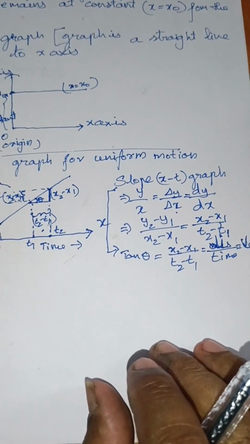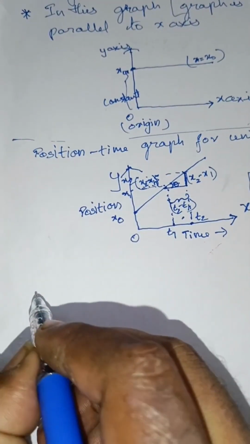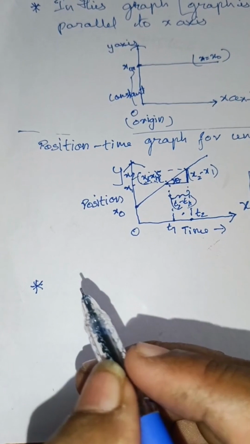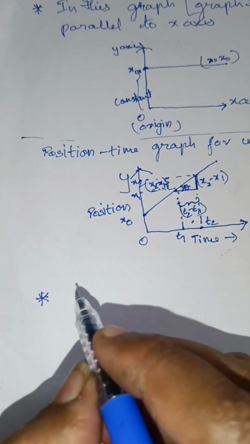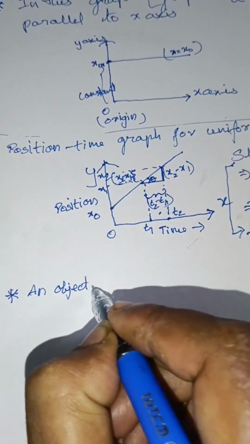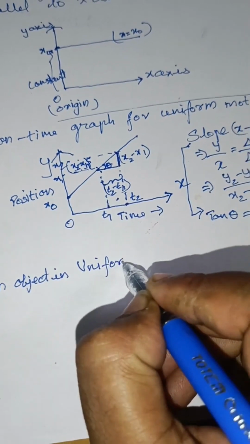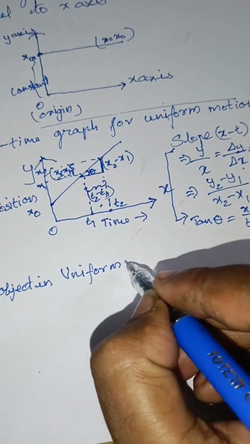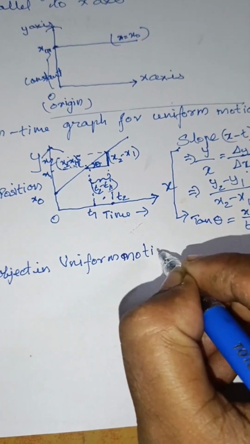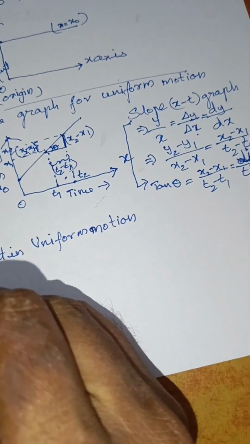Next we are going to talk about the certain points which we have to sum up for uniform motion. What are the points we need to sum up for an object in uniform motion? What will you say about that? That is nothing but it covers equal distance in equal intervals of time.